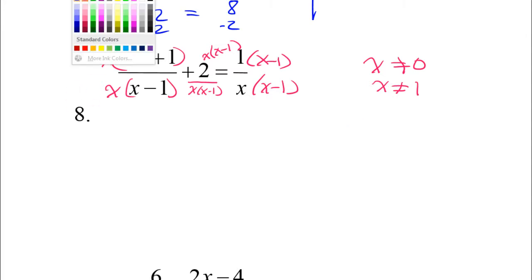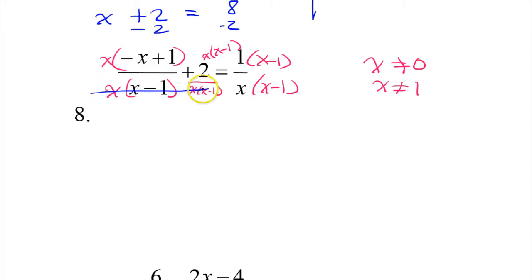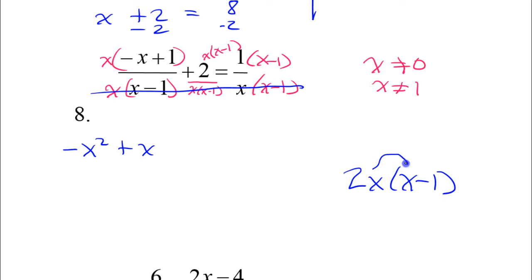So now I can cancel out the denominators and make a new equation from the numerators. So distributing here gives me negative x squared plus x. Now be careful, right here I have 2x times x minus 1. If I take this 2x and distribute, I'm going to get 2x squared minus 2x. So that's what's happening here. So I'm going to have plus 2x squared minus 2x.